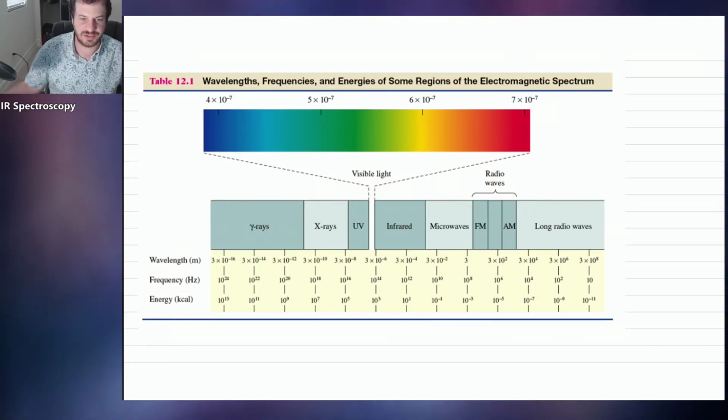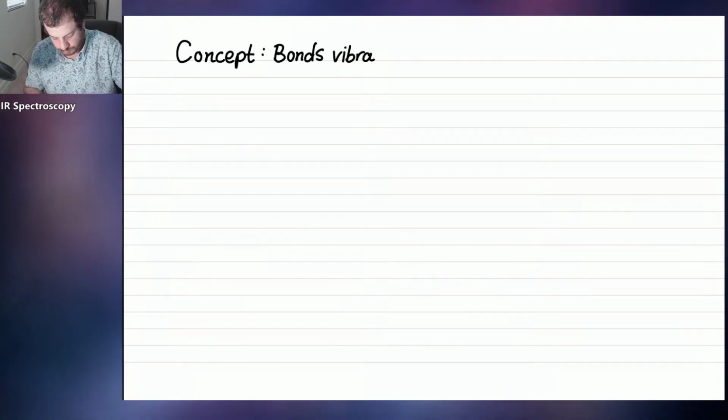Okay, so what is this about IR spectroscopy? What is the concept behind IR spectroscopy? We know we're going to be shining IR light at molecules, and we know that IR light causes vibrations. How is that going to help us figure out what molecule we have? So here's the concept behind this technique. The concept is that bonds vibrate when exposed to IR light.